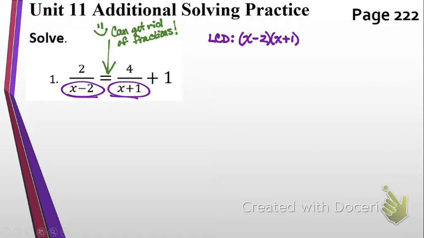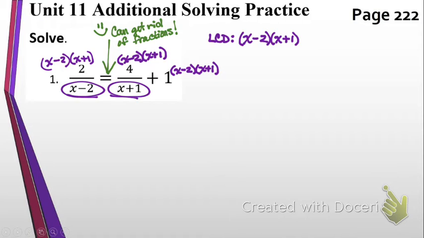Not just every fraction. How many fractions do I have here? 2. How many terms do I have? 3 terms total. 2 of them are fractions, 1 of them is not. But I have to multiply all 3 pieces by my LCD. So I'm going to multiply here, x minus 2, x plus 1. I'm going to multiply here, x minus 2, x plus 1. It's getting messier, sorry. And then I'm going to multiply this one, x minus 2, x plus 1. All 3 pieces. So far, so good?